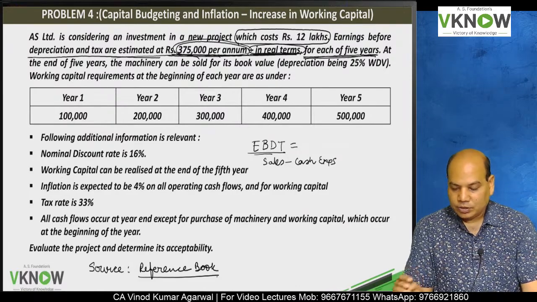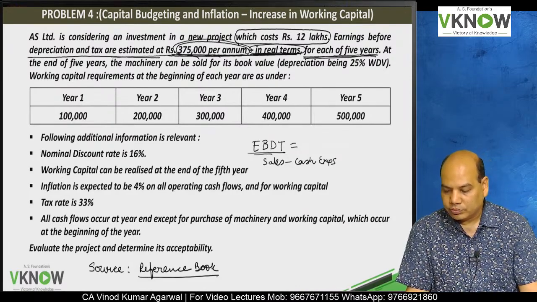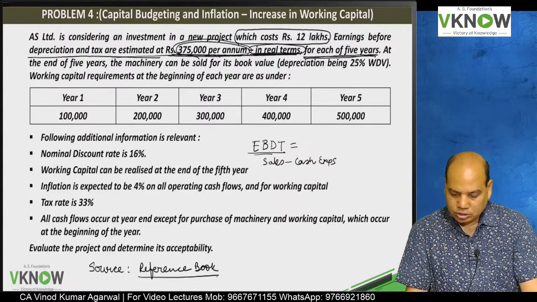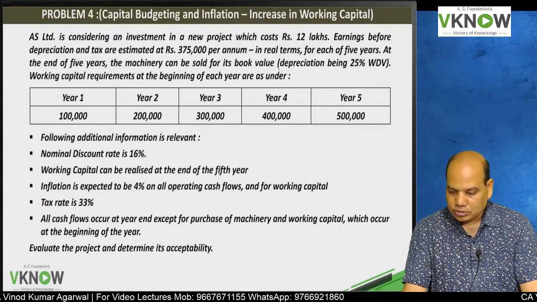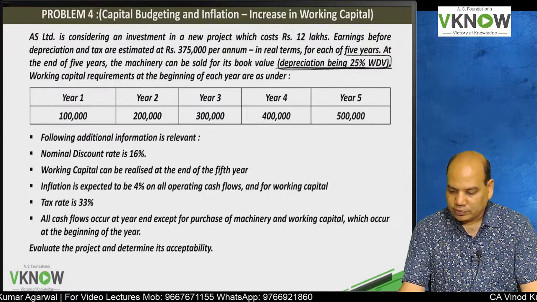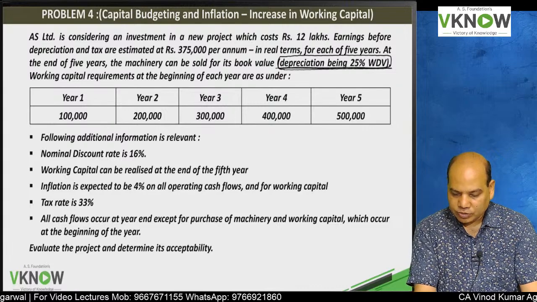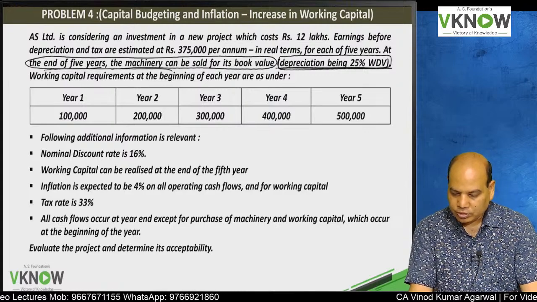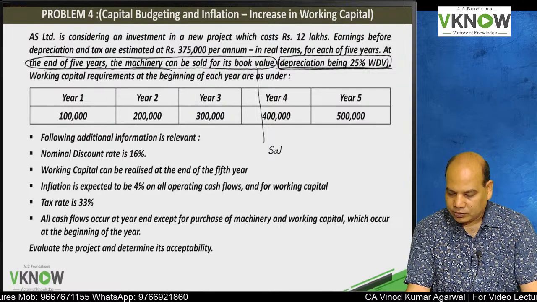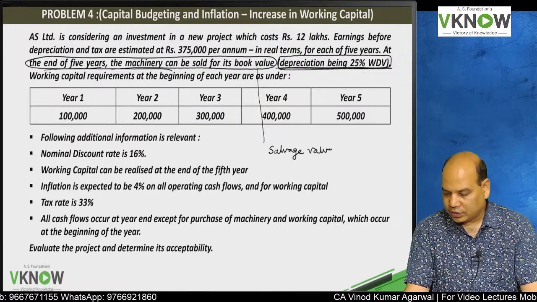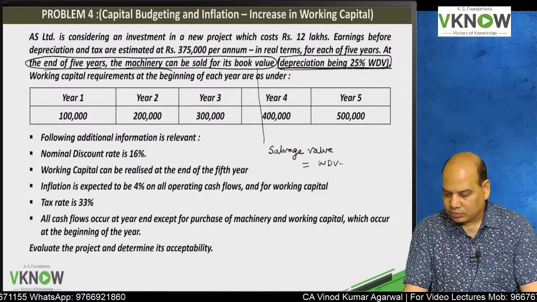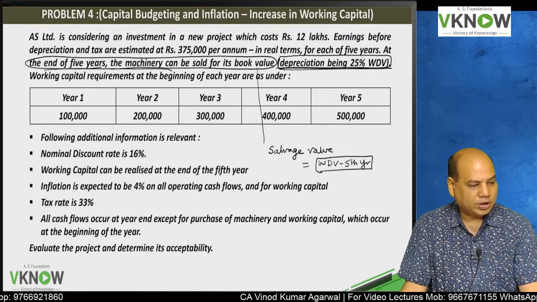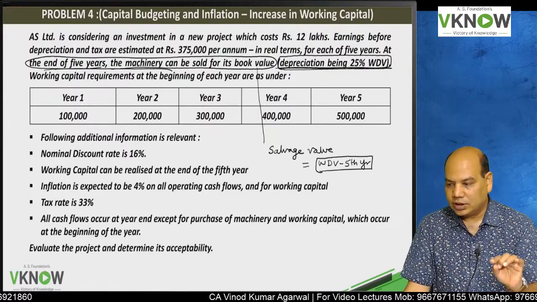At the end of 5 years, the machinery can be sold for its book value, depreciation being 25% WDV. Oh my God. Depreciation is WDV, so that will increase my workload. Plus one more instruction: at the end of 5 years, machinery can be sold for its book value. The meaning of this line is that the salvage value of the asset is equal to the WDV of the 5th year, after depreciating in the 5th year.